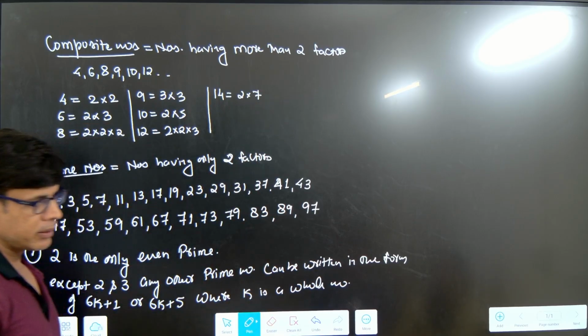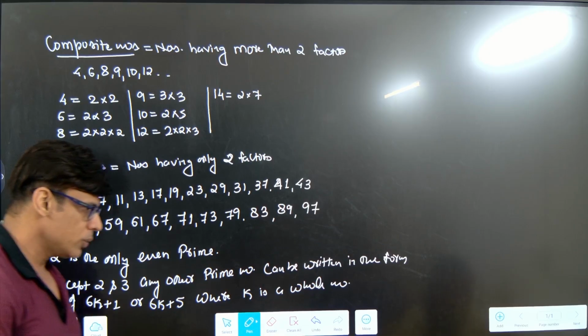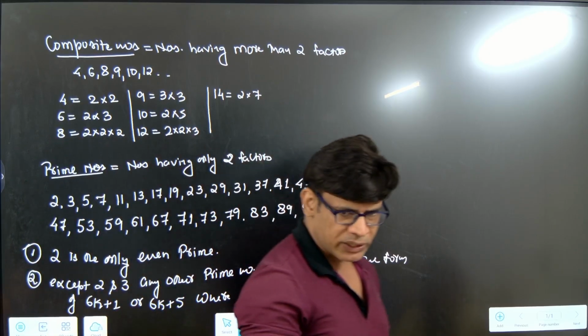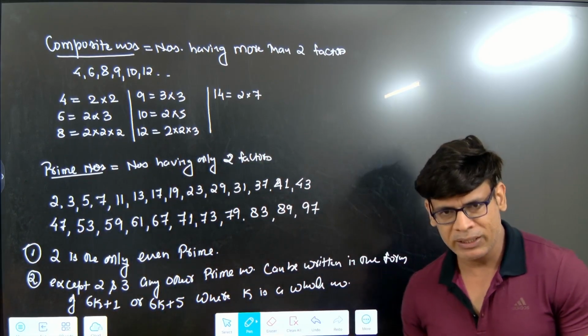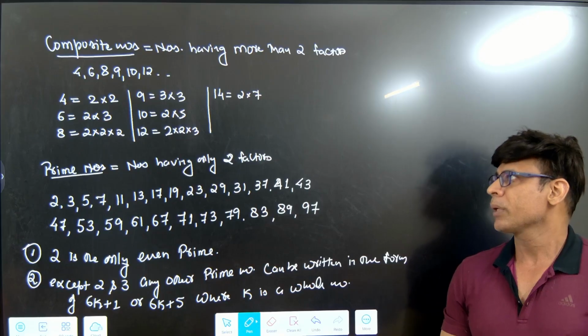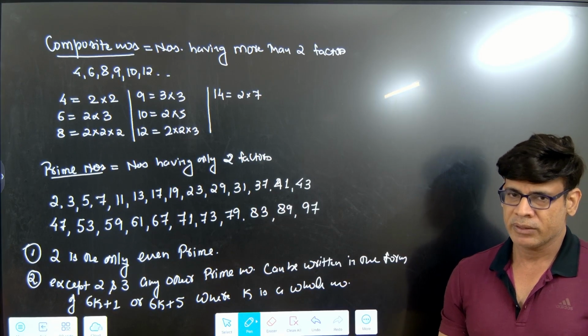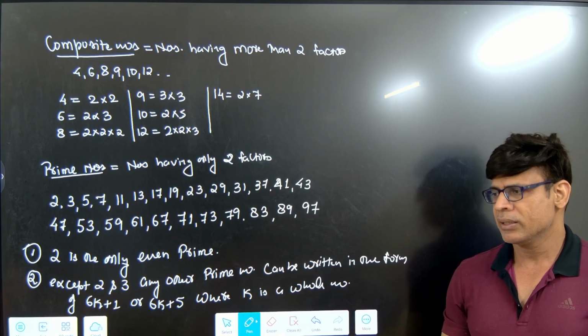So composite numbers do not have their own identity. They are made by primes. Except for 1, either a number will be prime or it is made by primes. If it is made by primes, that means it is a composite number. So that is true for any number on the planet.